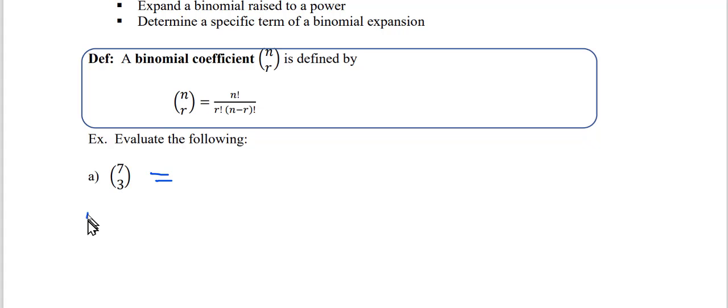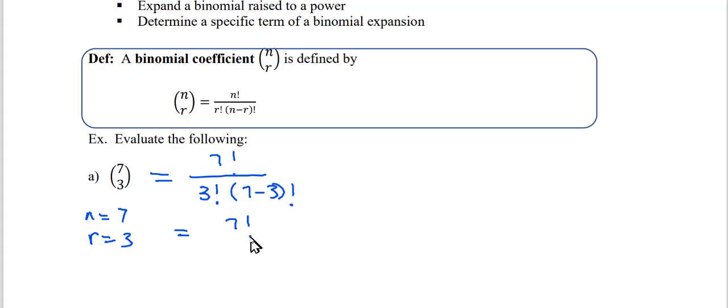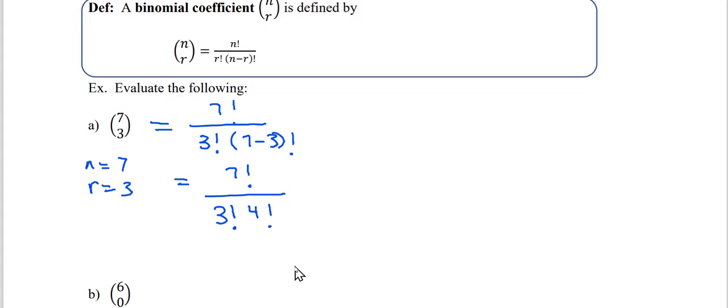n in this case is 7 and r is 3. So our binomial coefficient here will be 7 factorial over 3 factorial times 7 minus 3 factorial. Let's simplify this a little bit. 7 factorial over 3 factorial, 7 minus 3 is 4 factorial. You can multiply all this out. I want to try to help you simplify this and make this easier to multiply out.